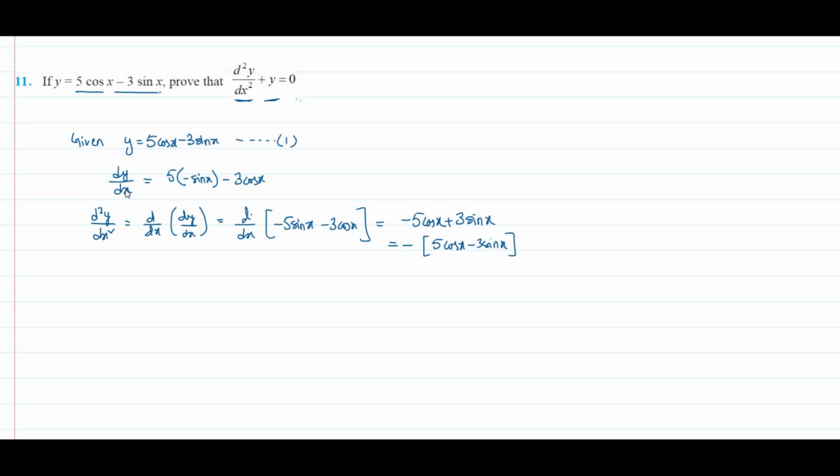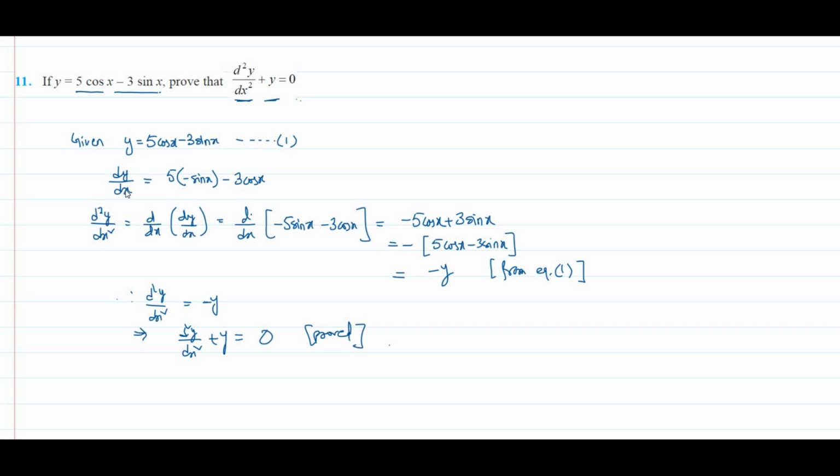Now if you can remember, 5 cos x minus 3 sin x is y, so this is equal to minus y. I'll be writing from equation 1. So therefore d square y by dx square is equal to minus y, which implies that d square y by dx square plus y is equal to 0. Proved.